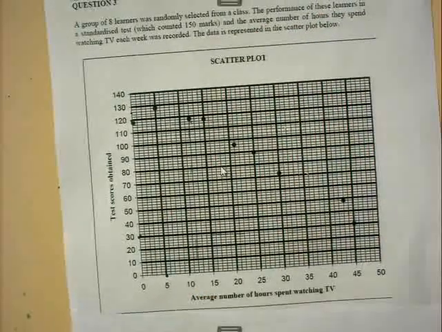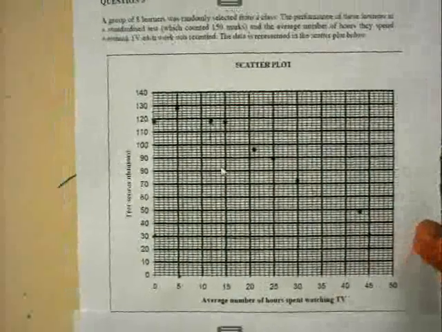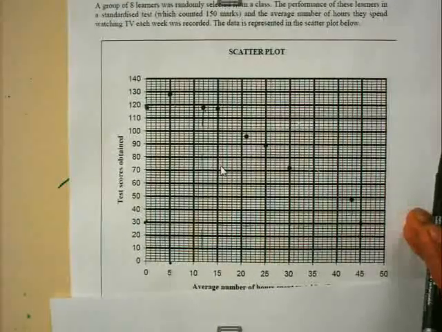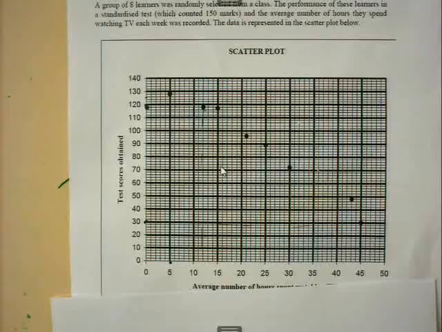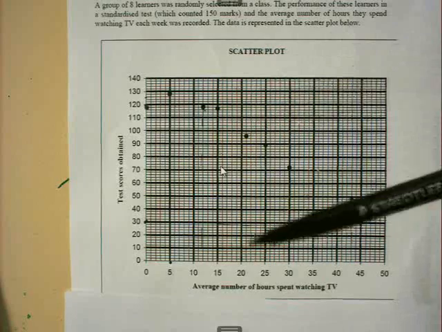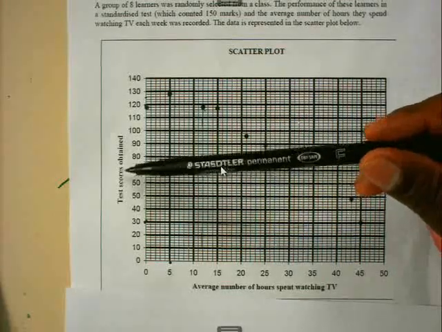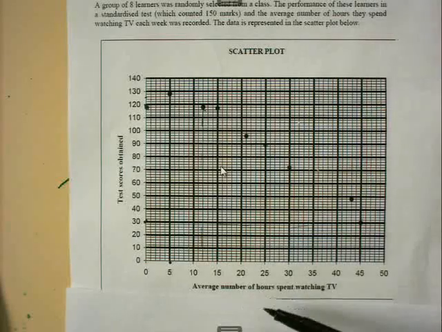This is a scatter plot. Like I indicated earlier, a scatter plot is a diagram which enables researchers to compare two sets of data to determine whether there is a relationship between them. You compare two sets of data and try to establish whether there is a relationship between them. Like now, is there a relationship between test scores obtained by learners and the number of hours they spend watching TV? Is there a relationship?